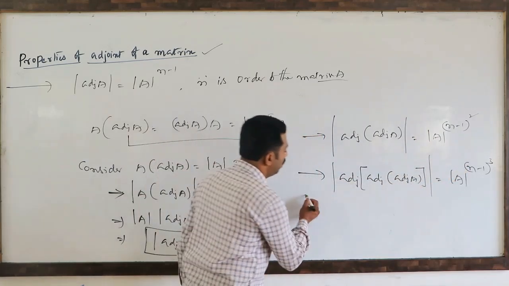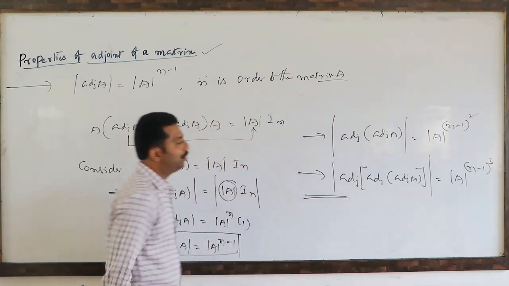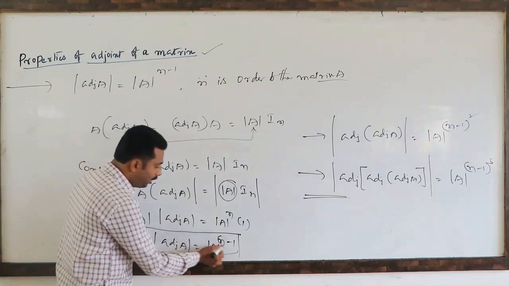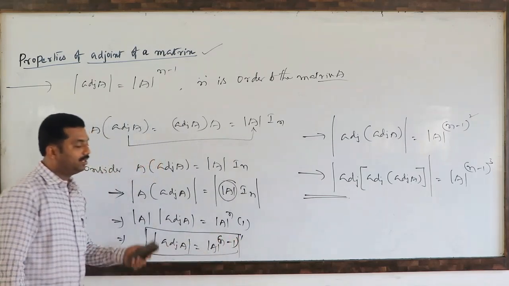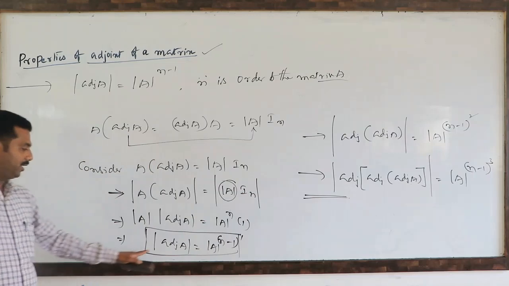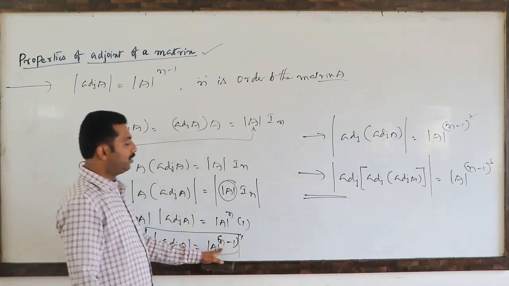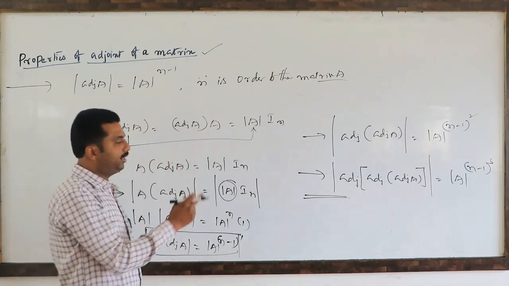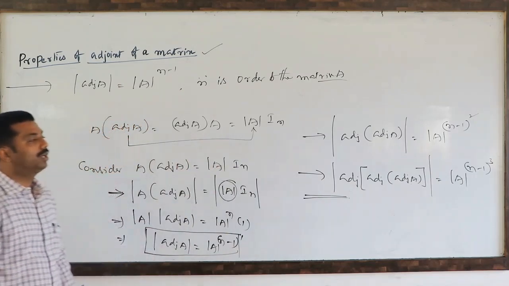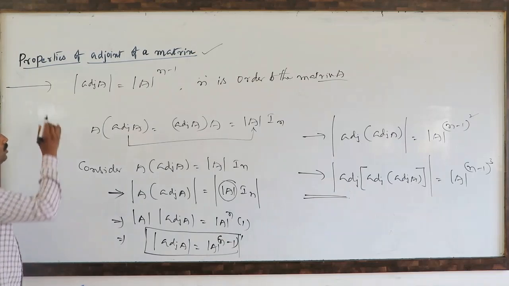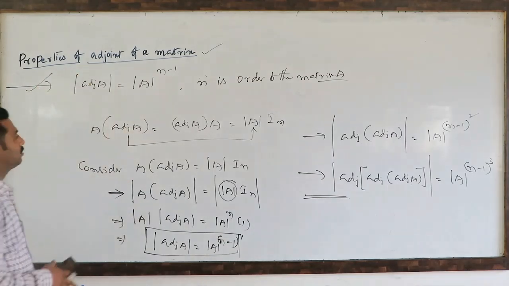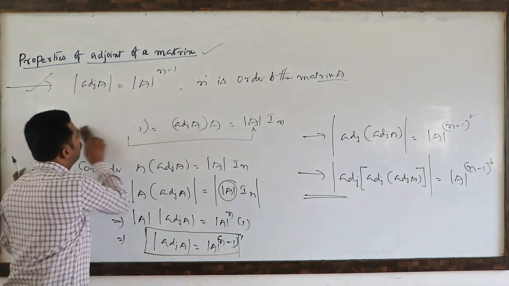This is a most important result you have to remember. Only one adjoint is there, determinant of A whole power n minus 1 whole power 1. Two adjoints are there, n minus 1 whole square. Three adjoints are there, n minus 1 whole cube. So this is one of the most important results that you have to remember.